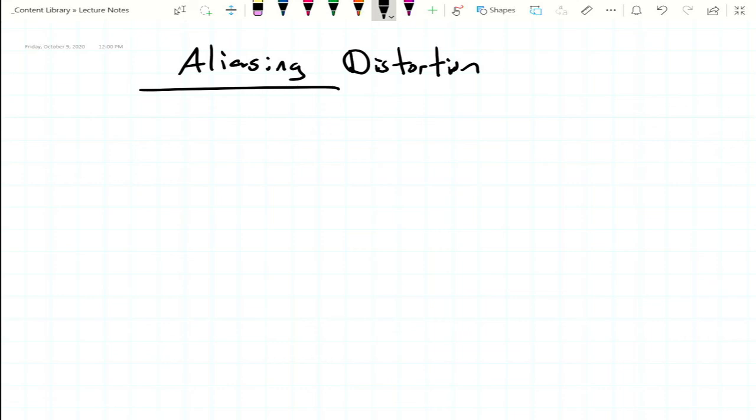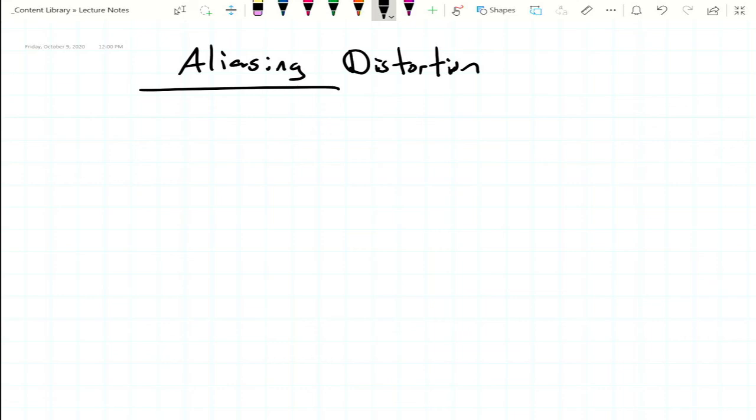All right, today we're going to talk about aliasing, which of course leads to anti-aliasing. I feel like you made me write anti-aliasing. Specifically, it's called aliasing distortion, but we always refer to it as just aliasing.